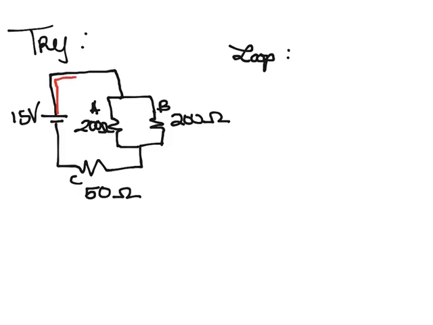Okay, I think this is our first loop. We go through the battery, then through resistor A, and back to the battery. And then secondly, we're going to start from the battery, go through resistor B, go through C, and go back to the battery. And for both of these, I can use the loop rule. Remember that it's the total change in voltage around a closed loop equals 0.